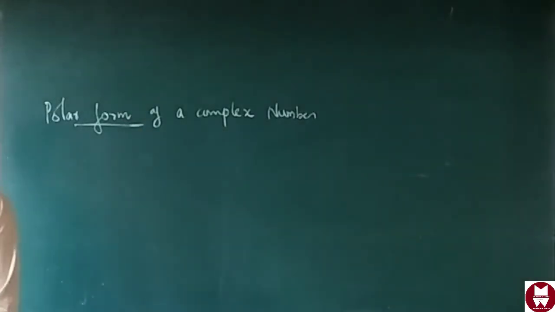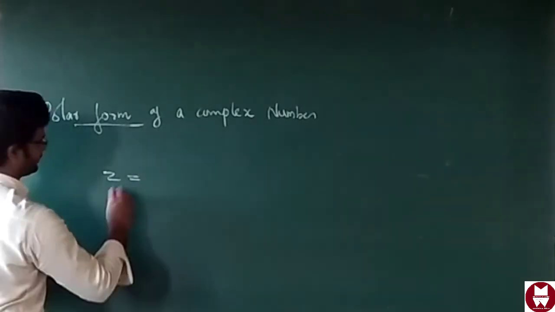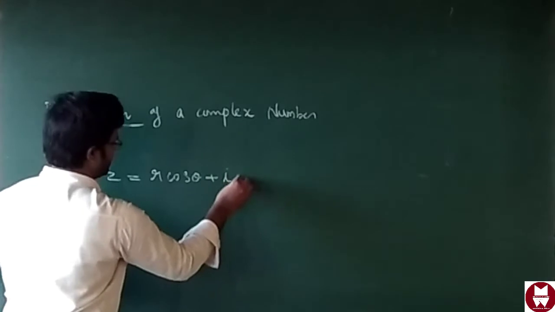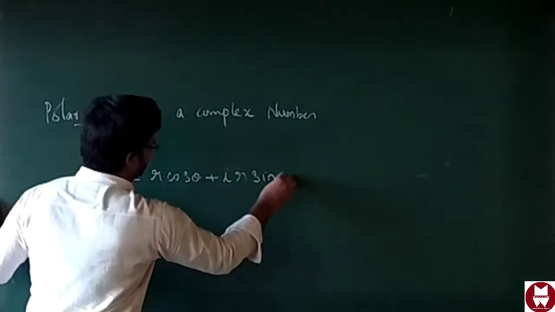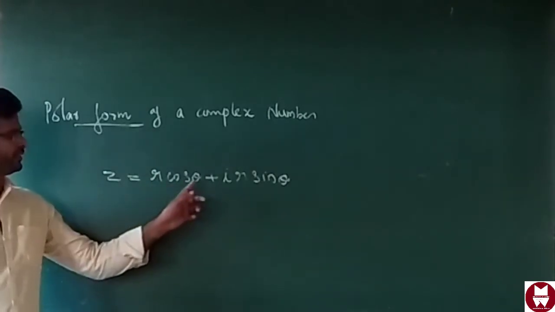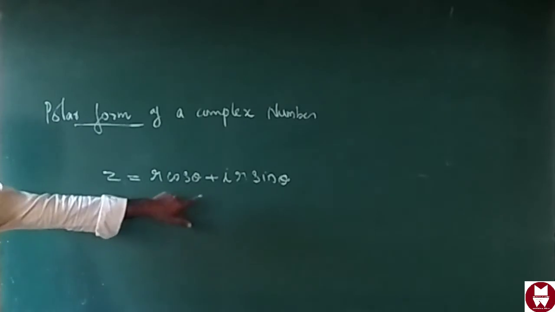Next, the polar form of a complex number. The polar form of a complex number is z equal to r cos theta plus i r sin theta. In here r means the modulus of z. What is theta? The argument of the complex number, theta.